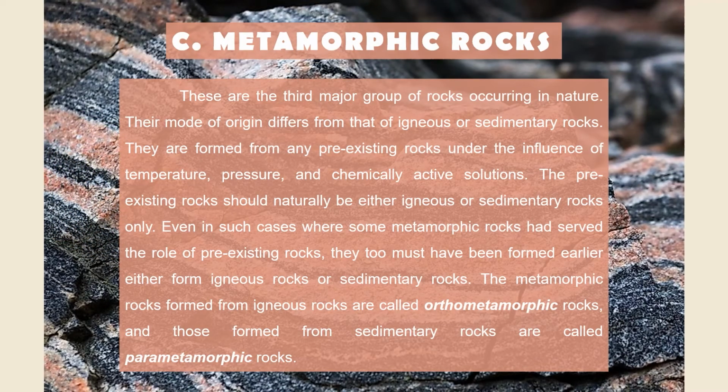Metamorphic rocks. These are the third major group of rocks occurring in nature. Their mode of origin differs from that of igneous or sedimentary rocks. They are formed from any pre-existing rocks under the influence of temperature, pressure, and chemically active solutions. The pre-existing rocks should naturally be either igneous or sedimentary rocks only. Even in such cases where some metamorphic rocks had served the role of pre-existing rocks, they too must have been formed earlier either from igneous rocks or sedimentary rocks. The metamorphic rocks formed from igneous rocks are called orthometamorphic rocks, and those formed from sedimentary rocks are called parametamorphic rocks.